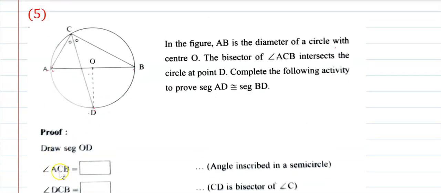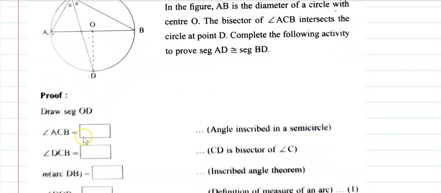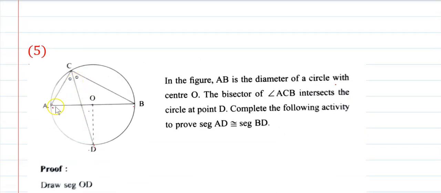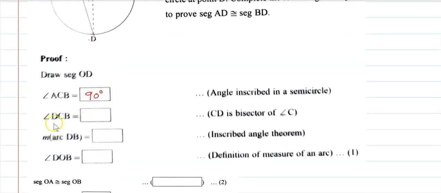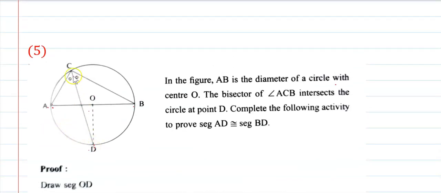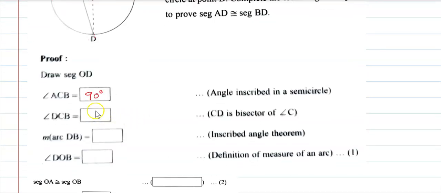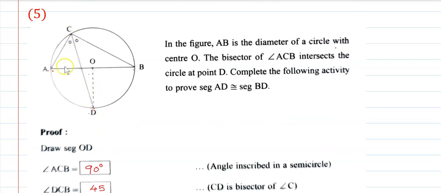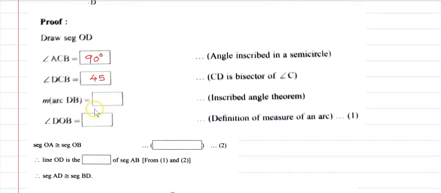Next, angle ACB is equal to 90 degrees, because that angle is inscribed. In what is this angle inscribed? In a semicircle, because AB is a diameter. Again, the upper part is a semicircle. It is inscribed in this semicircle. Its measure is 90 degrees. Angle DCB is equal to 45, because CD is the bisector of angle ACB.